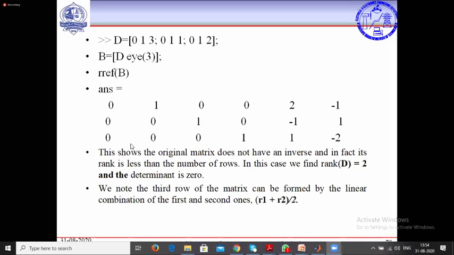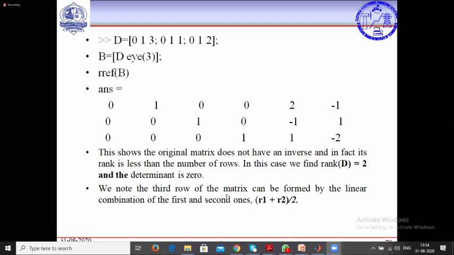So that's why the identity matrix is not possible. The rank of this matrix is not going to be 3; it is going to be 2. That's why it is 1, 0, 0, 1. This is the solution only for the 2 by 2 part. It is not possible for the 3 by 3. So this shows the original matrix does not have an inverse and in fact its rank is less than the number of rows. In this case, rank of D equals 2 and the determinant is 0.